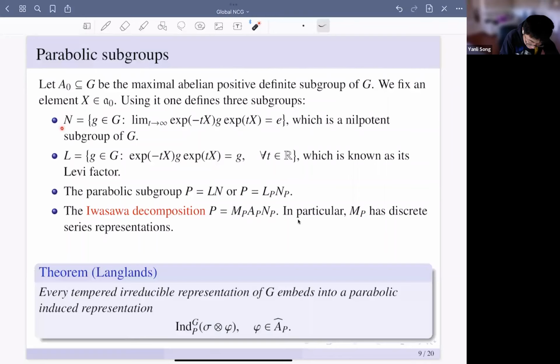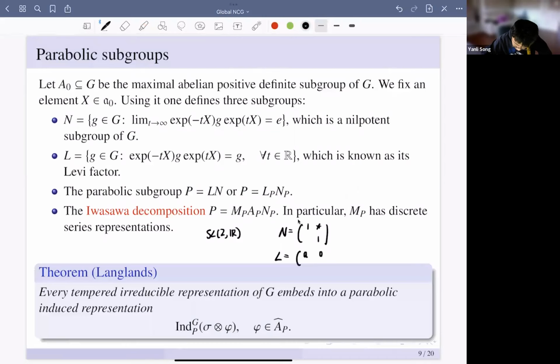The first one is N. This is defined as follows, and this one turns out to be a nilpotent subgroup. So, for example, if it is SL2R, we can take this N to be something like (1, *; 0, 1), and this is a nilpotent subgroup in SL2R. And L is the element satisfying this. In this case, L is the diagonal matrices (a, 0; 0, 1/a), where a is in R.